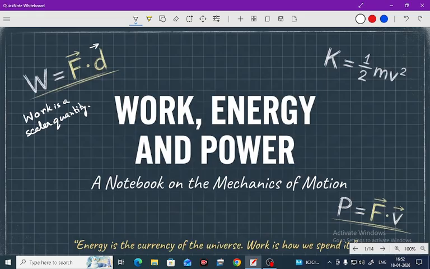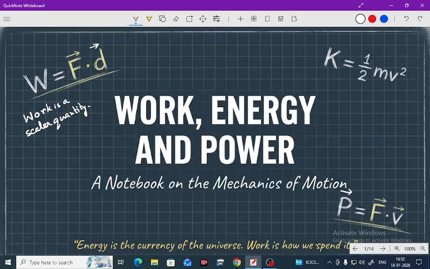Work, energy and power. A notebook on the mechanics of motion. And P is momentum, right? Or P can be written as power, right? Here it is not momentum but it is power. Power is equal to F dot V, that we are going to discuss. Energy is the currency of the universe. Work is how we spend it.